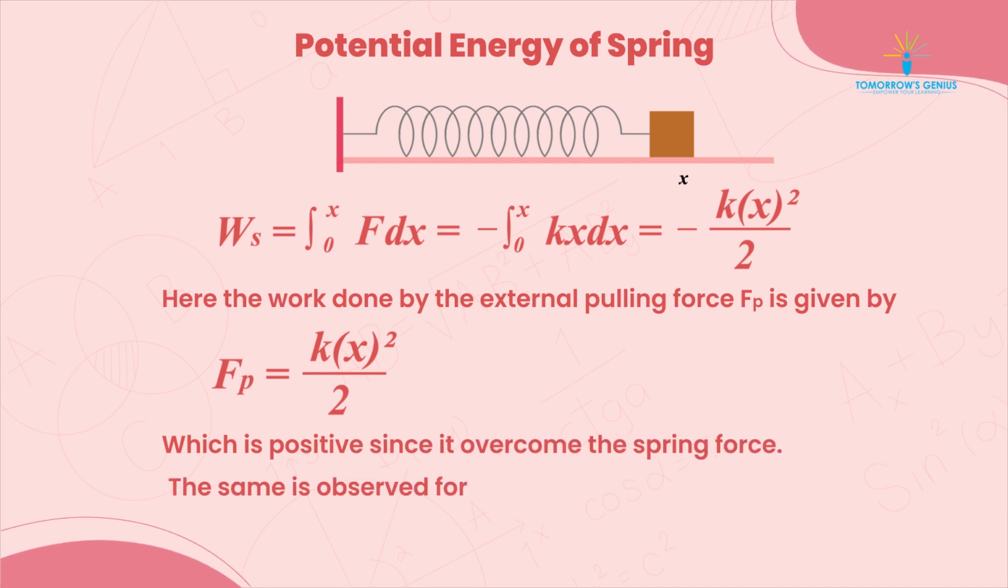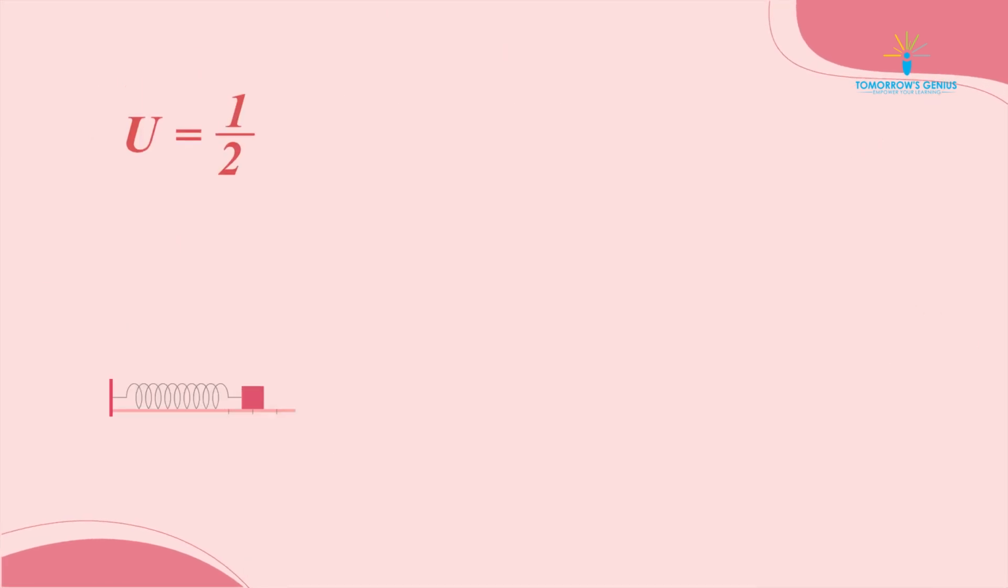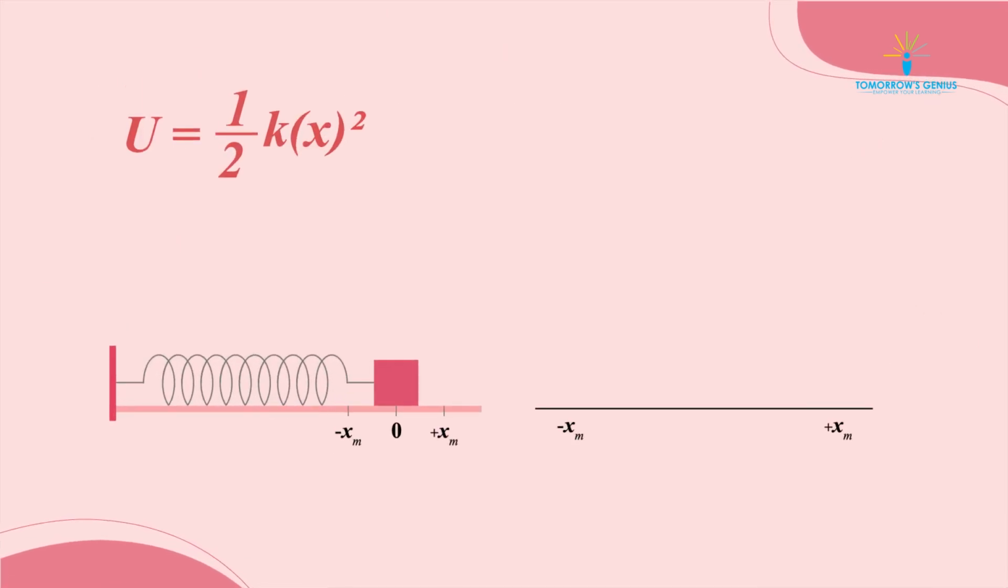The same is observed for a spring being compressed by a distance x. This work done is stored in the form of potential energy, which is given by U is equal to half kx square. So when spring is stretched or compressed, it has potential energy. What if it is at equilibrium position? It has zero potential energy.